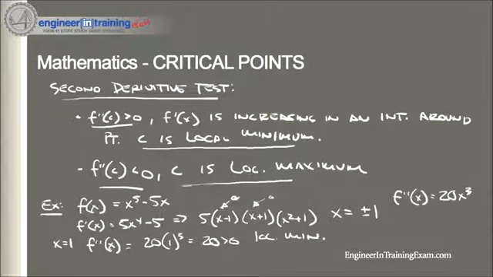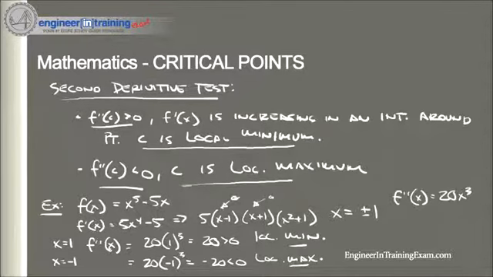Now f double prime of x at x is equal to -1. We got -20, which is less than 0. So at -1, that function is actually a local maximum. So that's how we use the second derivative test after finding the critical points to determine whether a function has a local minimum or maximum at those critical points.